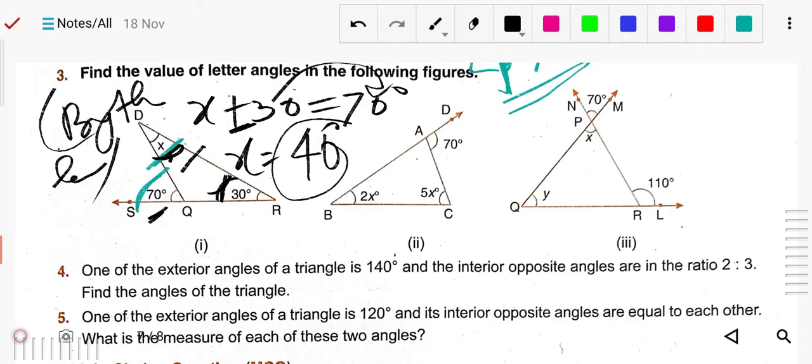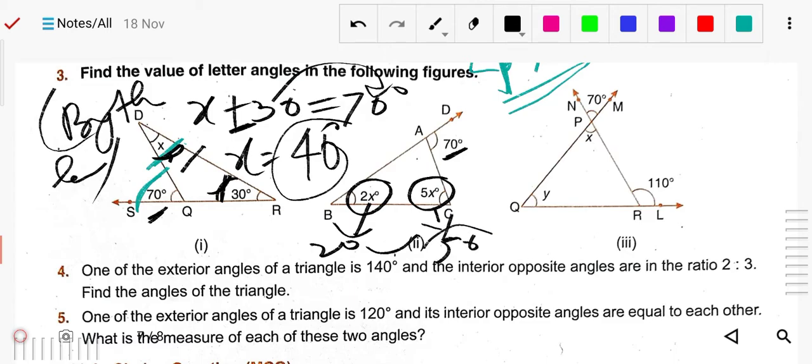Okay, similarly question number 2 you can do. You can add this: 2x plus 5x equals 70 degree. So 5 plus 2, 7x equals 70 degree. So x will equal 10. So the value of x is 10. It means this angle will be 10 into 2, 20 degree, and 10 into 5, 50 degree. So this angle will be 50 and this angle will be 20.